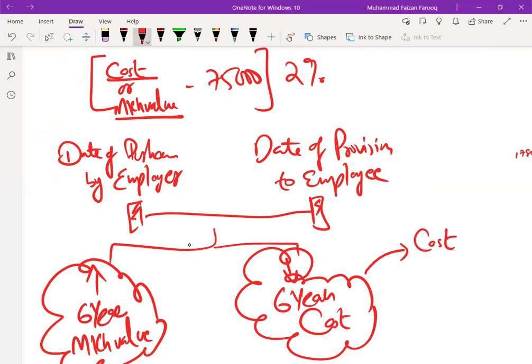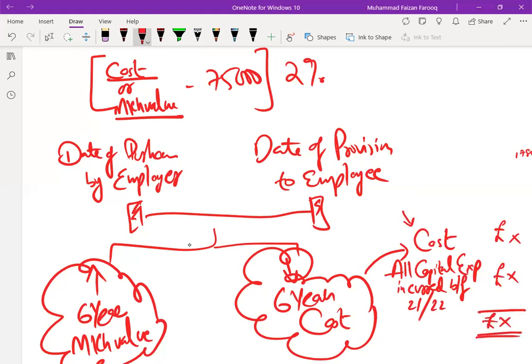And what do you think? What is cost? What is the meaning of cost? What is your understanding? What is cost? Cost is like, sometimes we have an estimated price. Cost, original cost. Cost means the original purchase price which the employer paid.